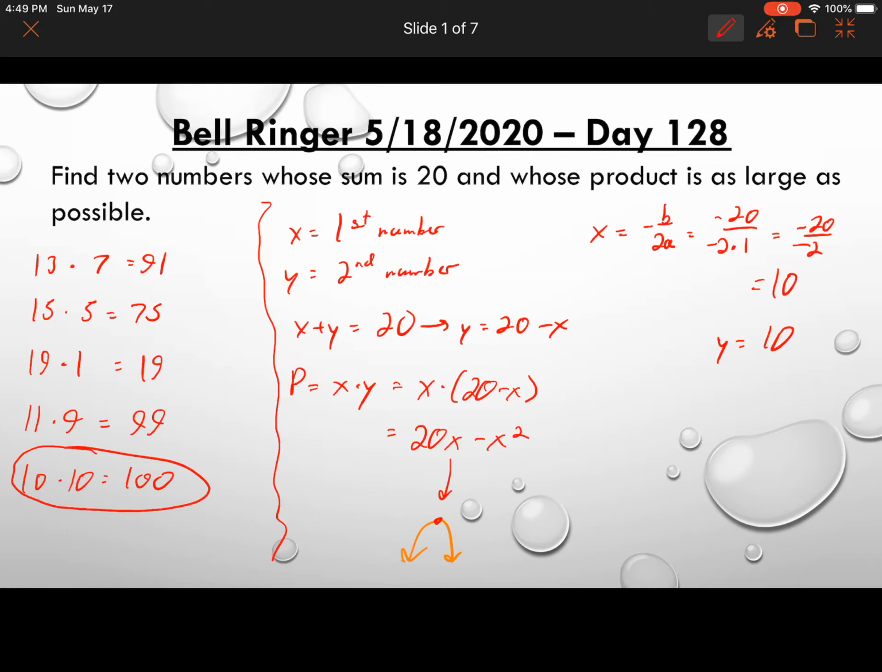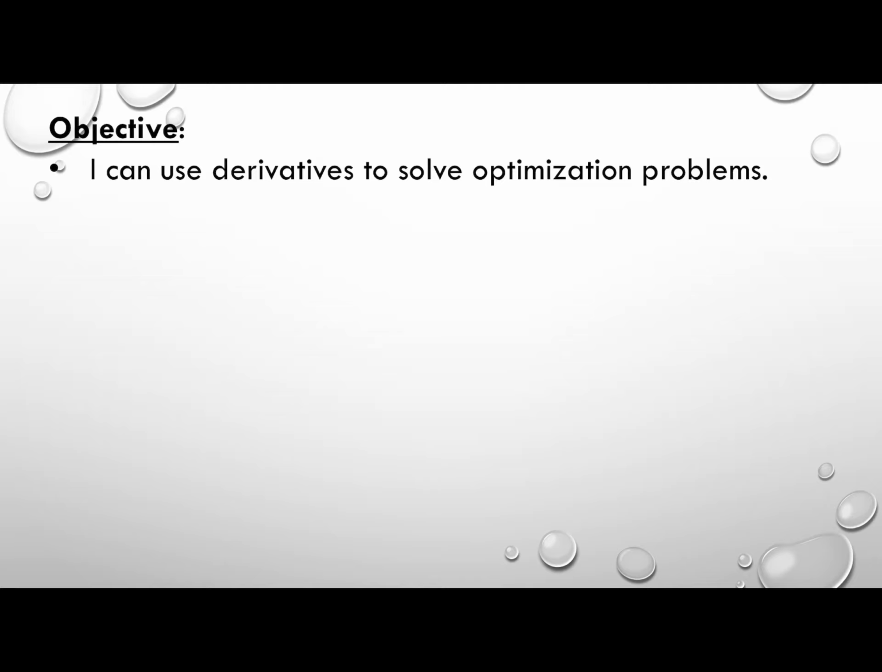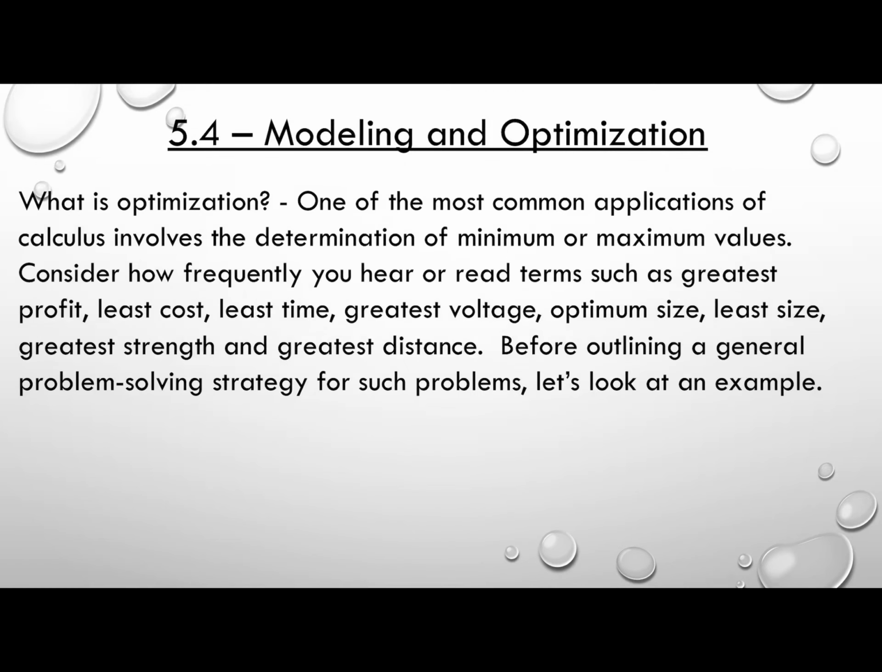This is one type of question that we're going to be going over today in terms of optimizing it by using derivatives. So once again, our objective of the day is to use derivatives to solve optimization problems. So let's first talk about what optimization is. One of the most common applications of calculus involves the determination of minimum or maximum values. Consider how frequently you hear or read terms such as greatest profit, least cost, least time, greatest voltage, optimum size, least size, greatest strength, greatest distance. Before outlining a general problem-solving strategy for such problems, let's look at an example.